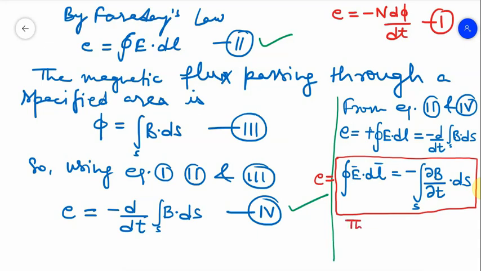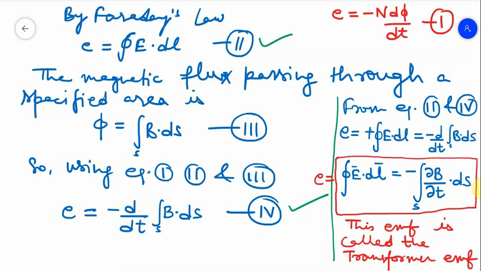This EMF is called the transformer EMF. Now put it as equation 5. This one is the fifth equation.